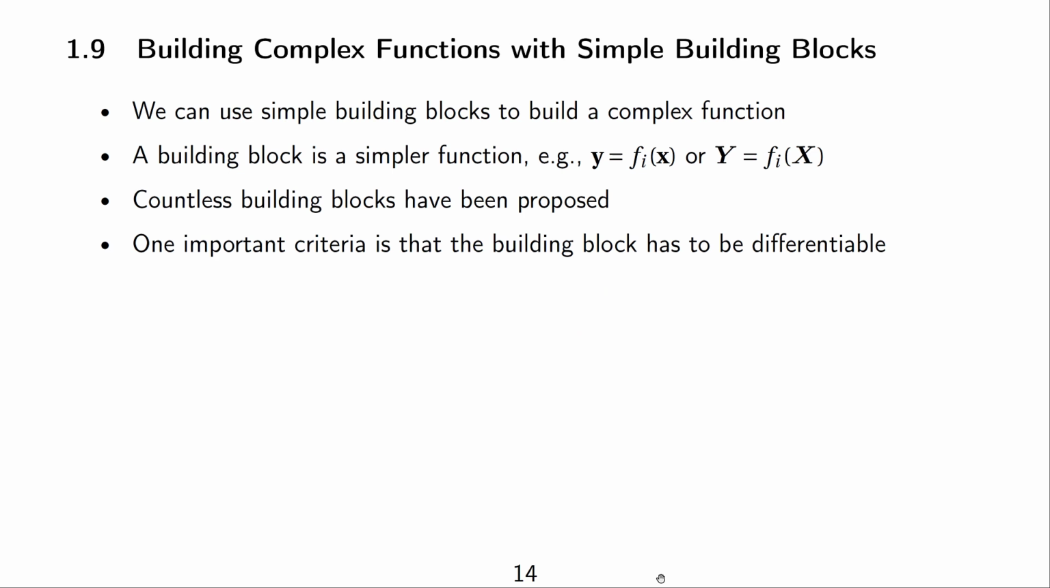We can build complex functions with simple building blocks, and that's the way neural networks go. So a building block is going to be a simpler function, for example a function f_i that takes a vector x as input and produces a vector y as output, or in the more general sense, takes a tensor x as input and produces a tensor y as output. So which are suitable building blocks to create a neural network? As you can guess, the three functions we looked at before, linear functions and the two nonlinear functions, sigmoid and ReLU, are going to be great initial building blocks. Anything can be used. However, there are some criteria, and the most important criterion to consider is that these building blocks have to be differentiable.